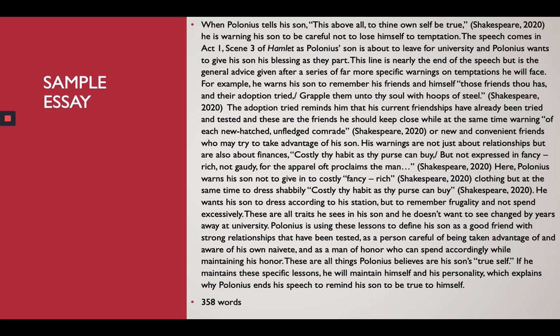That's the redundancy. Notice how weird it sounded when I said honor twice, that close together. These are all things Polonius believes are his son's, quote, true self. If he maintains these specific lessons, he will maintain himself and his personality, which explains why Polonius ends his speech reminding his son to be true to himself. So this should help to understand what I'm looking for.